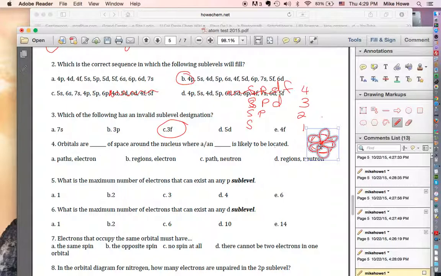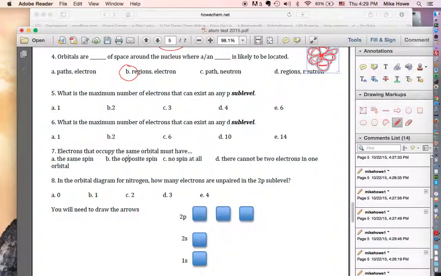The orbitals are regions in space where they go around the nucleus. The nucleus, of course, would be a little pinpoint right here in the center. And the electrons move around that nucleus, but they don't move in a specific direction. They're just somewhere out there, and we never really quite know where they are. So we would say that the orbitals are regions in space where an electron is likely to be located. They're not a specific path, they're a region.